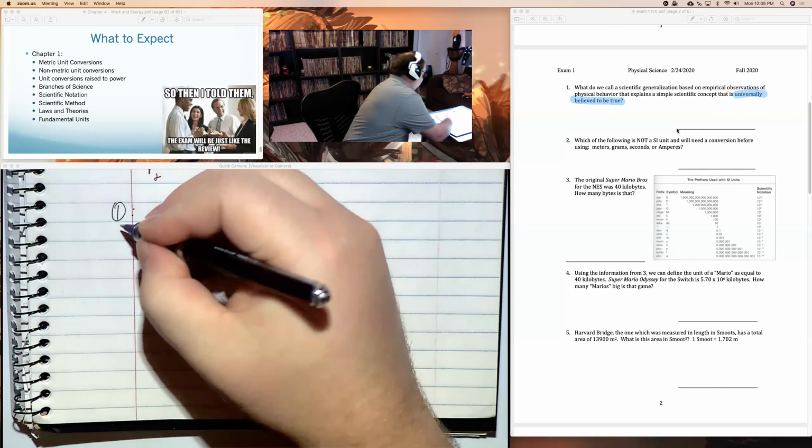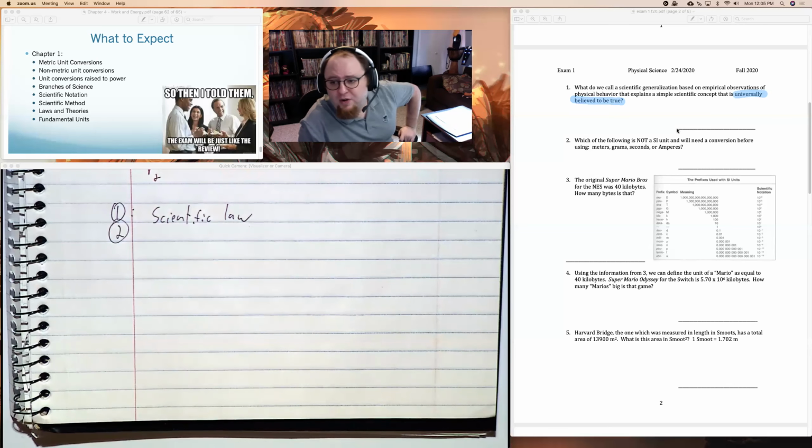The next one. Which of the following is not an SI unit and will need a conversion before using? Meters, grams, seconds, amps. SI units, we always work in very set units. Meters, kilograms, seconds, and some other things like amps. The answer here was grams, because grams need to be converted into kilograms. And if grams isn't converted into kilograms, you're going to get the wrong answer. Once again, this was all or nothing.